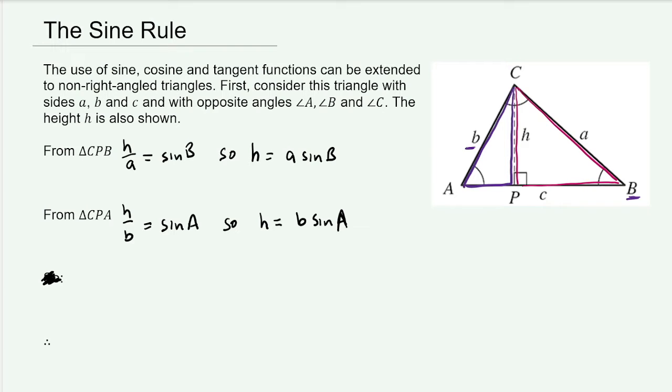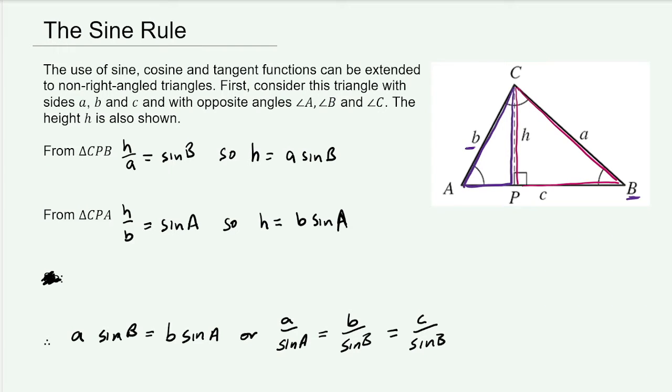Now, therefore, a sine B is equal to b sine A. And another way we can write that is a over sine A is the same as b over sine B. And it can extend out to the side of c being over sine C, if I get that letter right. There we go, much better.